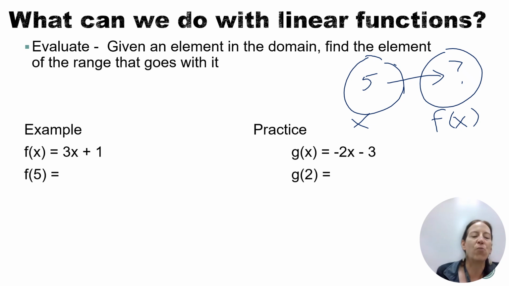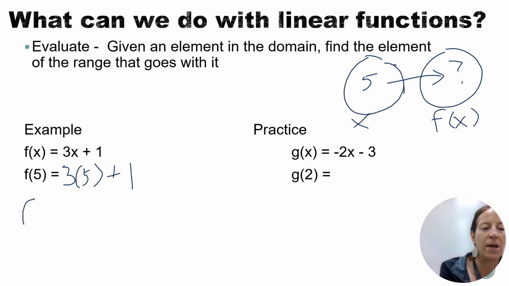So as an example, we have the function f of x equals 3x plus 1. That's telling us the relationship between the element of the domain and how we find the element in the range that goes with it. So I know that if x is equal to 5 in this case, I will take the 5, multiply that by 3 and add 1. And so 3 times 5 is 15, and 15 plus 1 is 16.